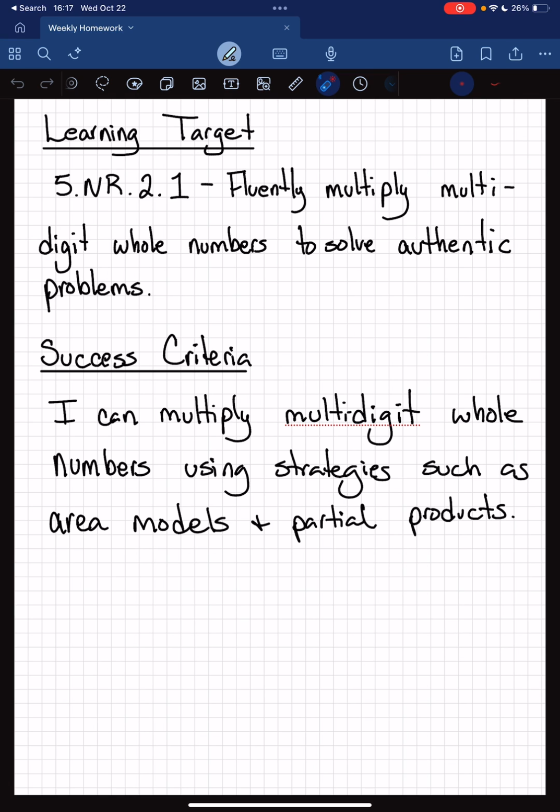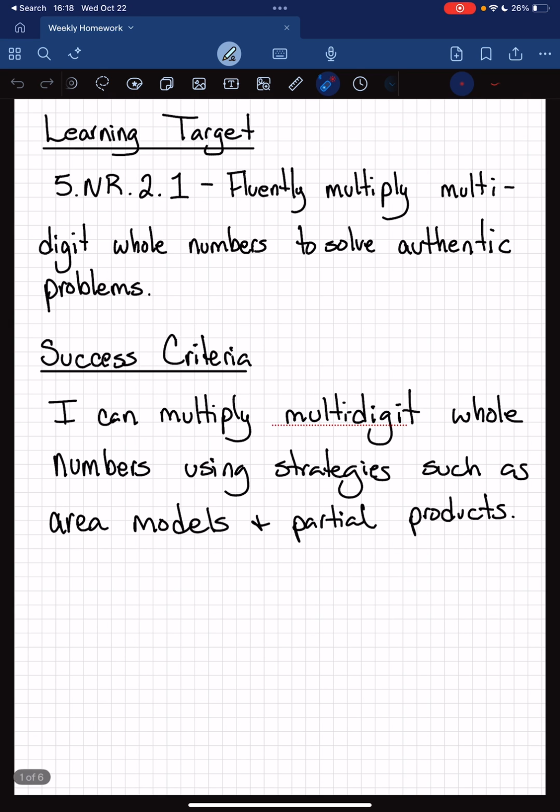So we got learning target. It's still the same. We're fluently multiplying multi-digit whole numbers to solve authentic problems. But today, your kids learned an entirely new method that they have not yet been introduced to. So they knew about partial product, which they worked on in fourth grade. And then they learned about area models, which they also had worked on previously in fourth grade. And I believe in some years before that as well.